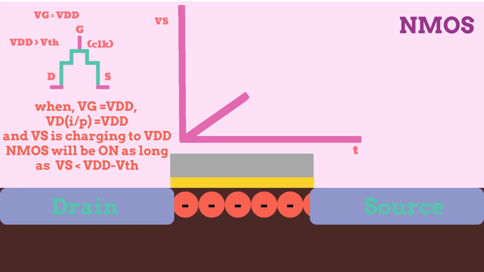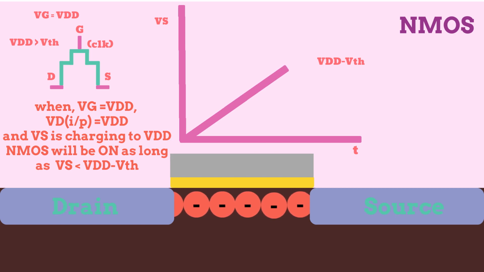Let us see how NMOS operates when input is 0 and 1. Consider that VG is set to VDD and VDD is greater than VTH, which is a threshold voltage. If input VD, that is the drain voltage, is set to VDD, which is logic 1, Vs will start charging to VDD and NMOS will be on as long as Vs is less than VDD minus VTH, because for NMOS, VGS should be greater than or equal to the threshold voltage.